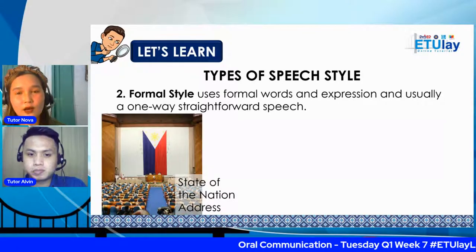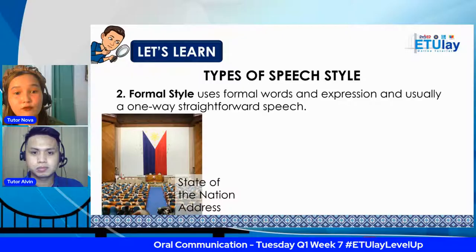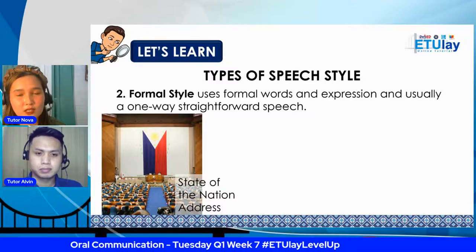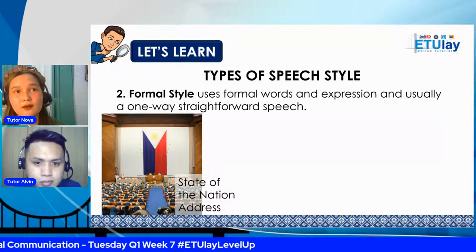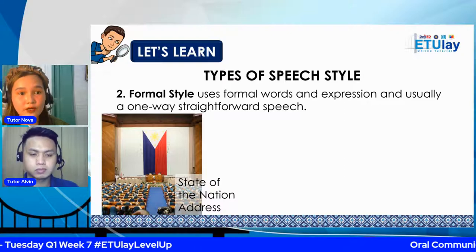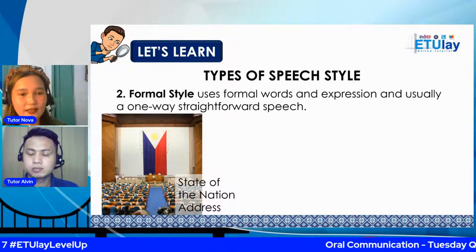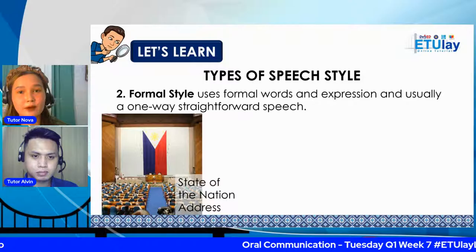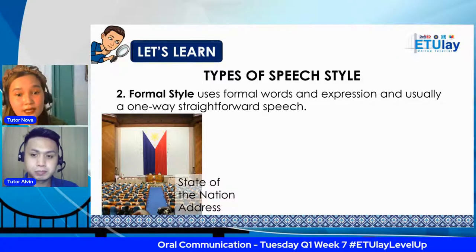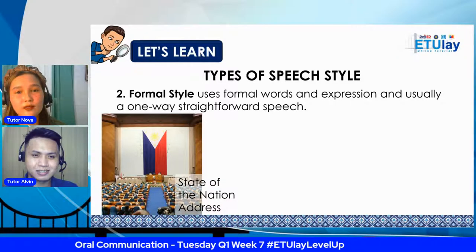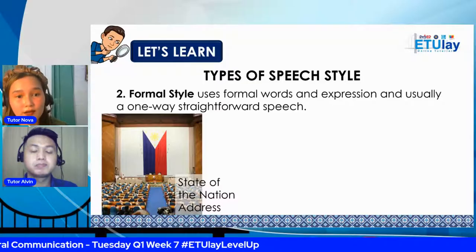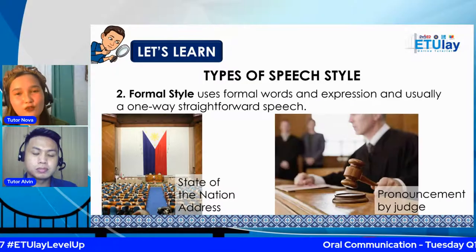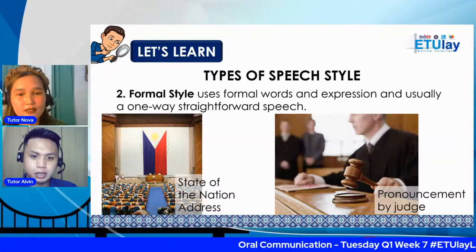So the words that are used here are basically formal words. It is a one-way straightforward speech because it's expressing about a certain situation, like the State of the Nation address. It's about the situation or the current status of the nation. So the goal of that is to inform the audience. So we should use formal words in this type of style.